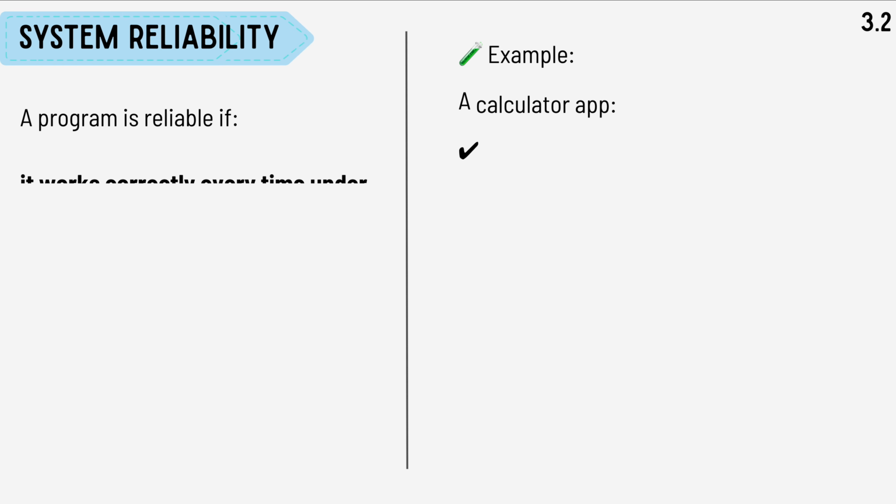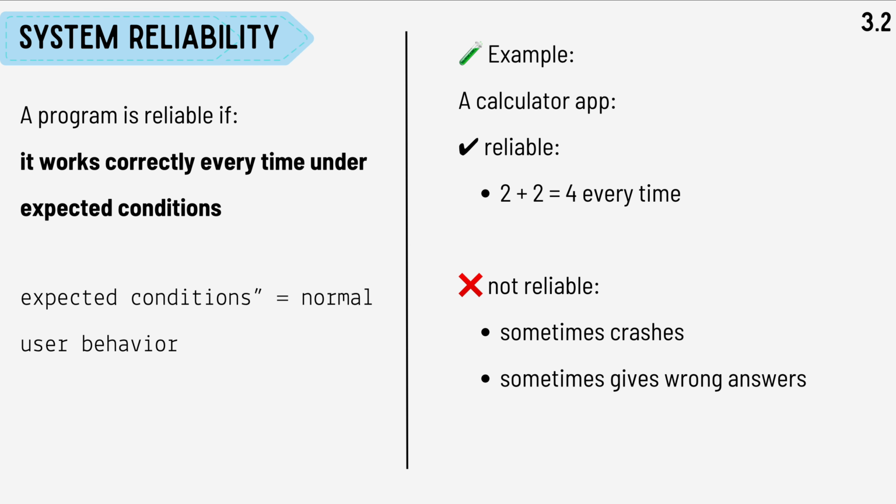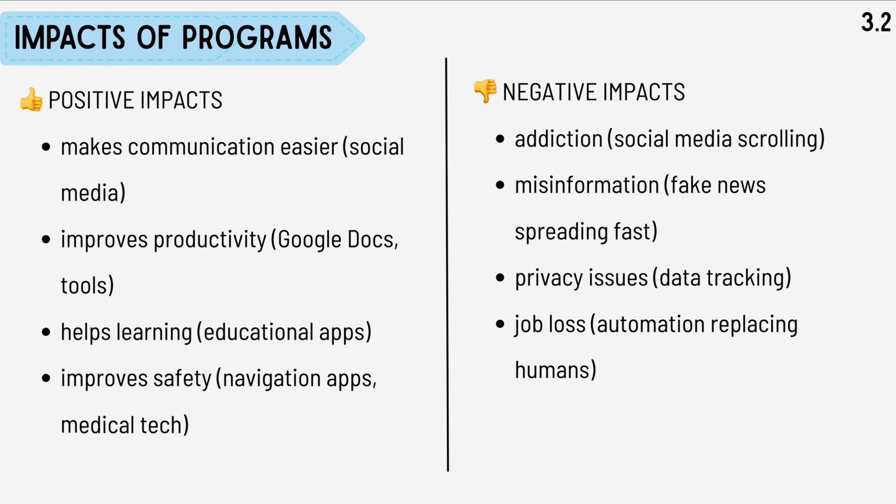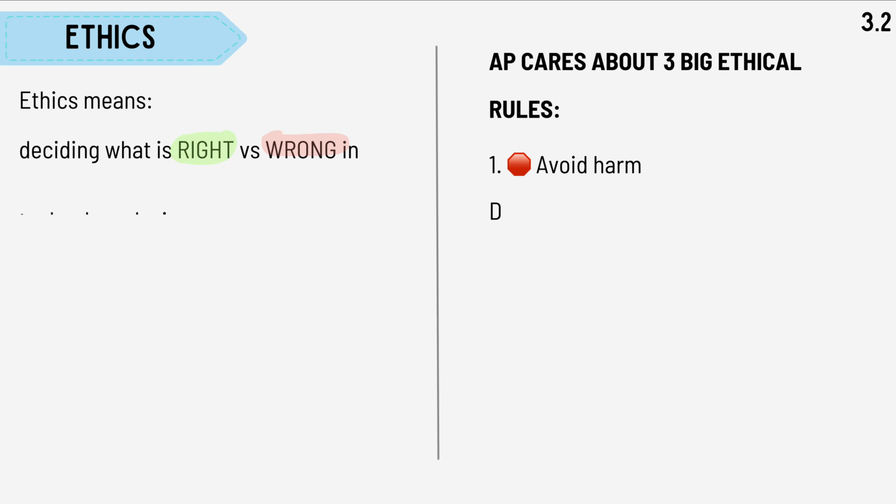Starting with some theory, system reliability is something that works, a program that works under every expected condition. Impacts of programs include positive impacts like communication being easier, improved productivity, helped learning, and improved safety. Negative ones include addiction, privacy, and job loss.